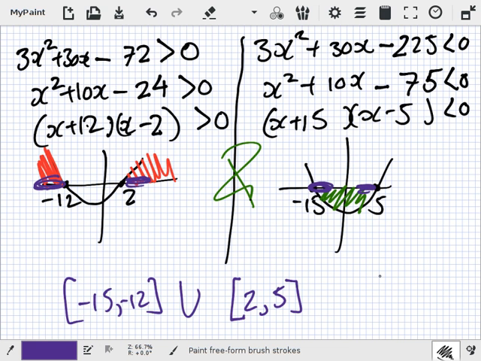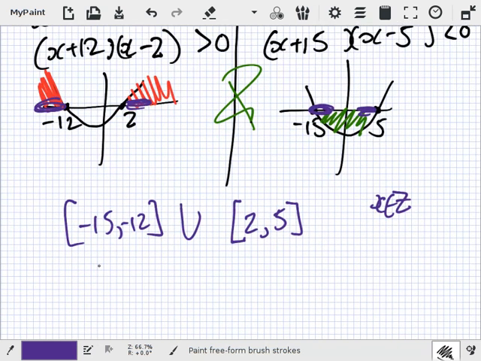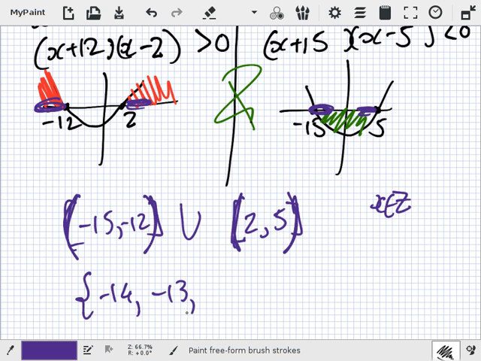Do I say anything special about the x though? I say x is an integer. Yeah. So I could have, oh, and sorry, this is not closed. These are open, because it's only less than. So I'm looking for integers, not including minus 15 and minus 12, so that would be minus 14, minus 13, 3 and 4. They're the 4 solutions here.